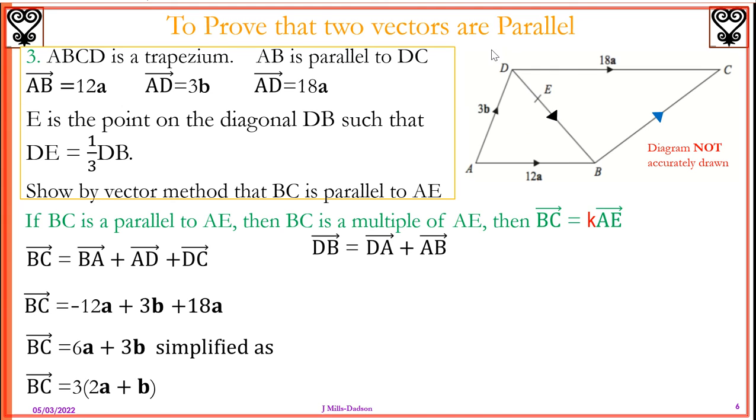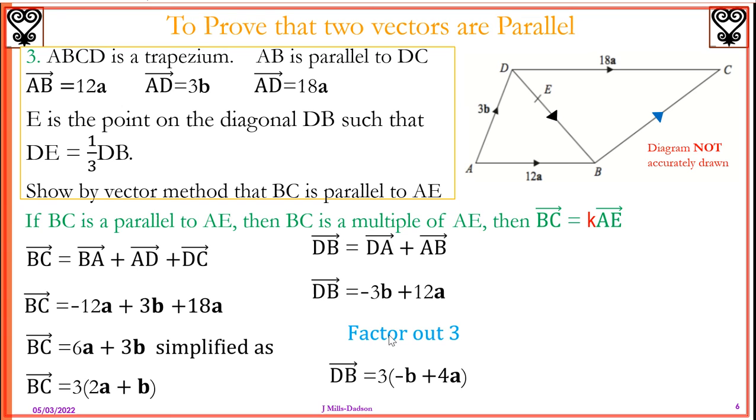We need to work out vector DB so that we'll be able to know what is actually vector DE. Vector DB is vector DA plus vector AB, and vector DA is going against the direction, so the 3B has to be negative 3B. So that's what we have here, negative 3B plus 12A as usual. You factor out 3, so you have vector DB is 3 into bracket negative B plus 4A.